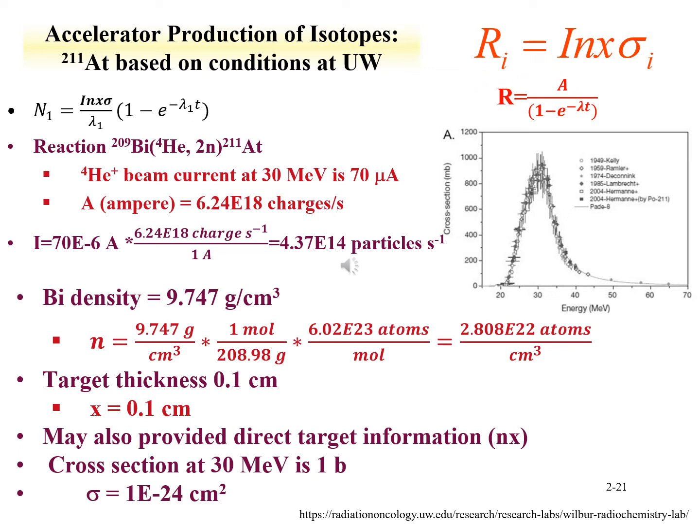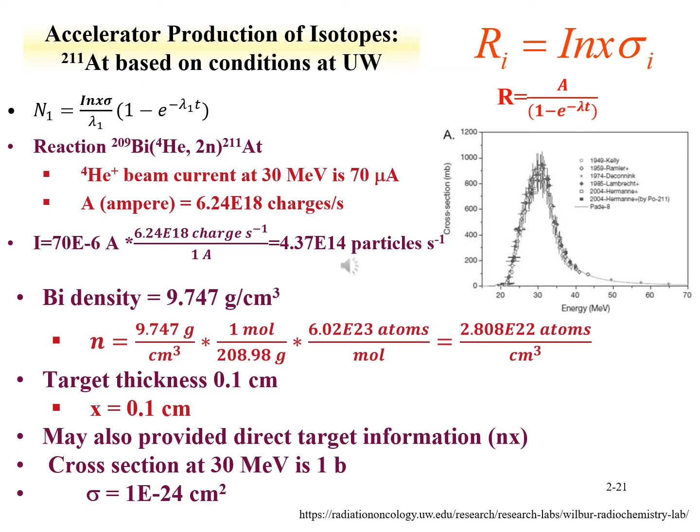So for the production of astatine-211, which is used as a radiopharmaceutical, the reaction includes a bismuth target, a helium projectile, 2 neutrons come off, and the product nuclei astatine-211 is produced. The helium projectile is a monovalent helium beam, and at 30 MeV, it has a beam current of 70 microamps for this accelerator.